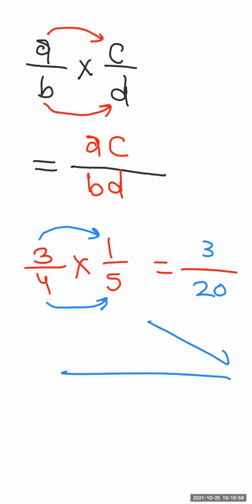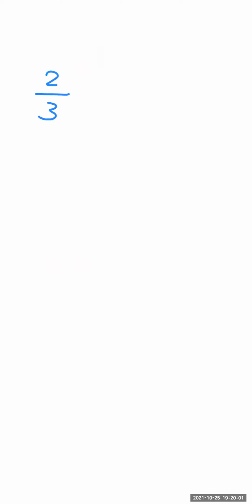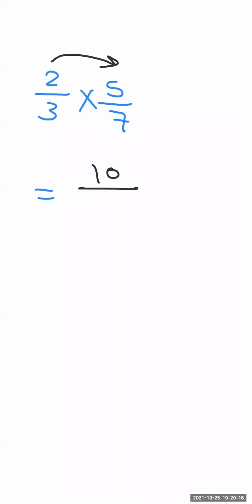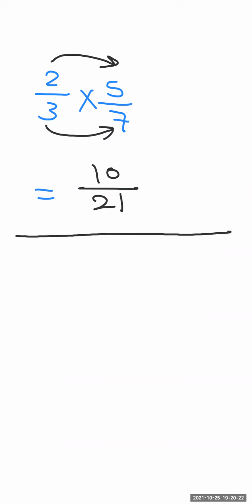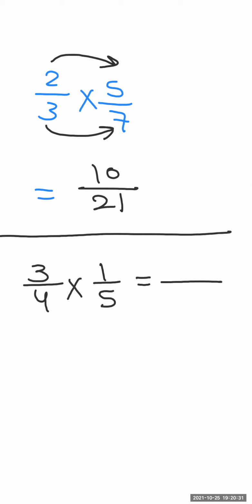One more question. If it's 2/3 times 5/7, it will equal... Can you repeat the last question? Okay. Now this one, 2 times 5 equals 10, and 3 times 7 is 21. Is it in the simplest form? Yes. So finished. The previous one was 3/4 times 1/5. To get the numerator, multiply the two numerators, 3 times 1 equals 3. The two denominators, 4 times 5, is 20. That's it.